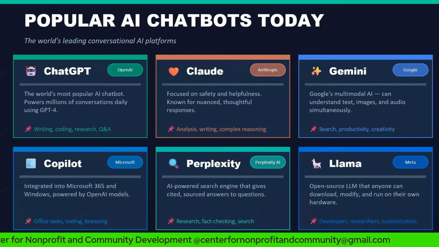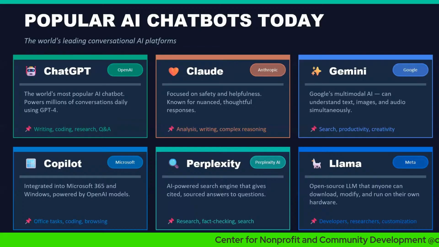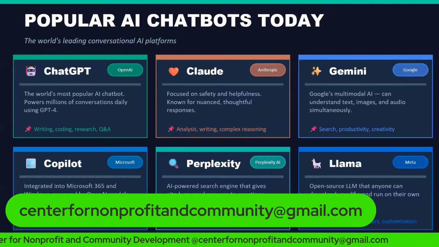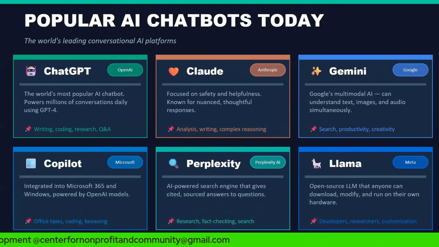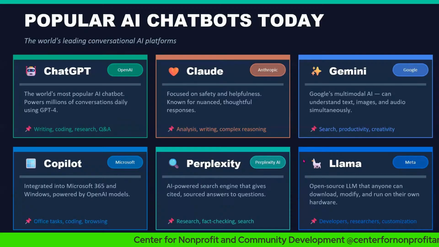First, and everybody probably knows this one, is ChatGPT. It's the world's most popular AI chatbot, and it's used by millions of people. Now, right here, they talk about GPT-4. Actually, GPT-5 is out now. And what does it focus on? Well, it focuses on writing, coding, research, and answering questions.